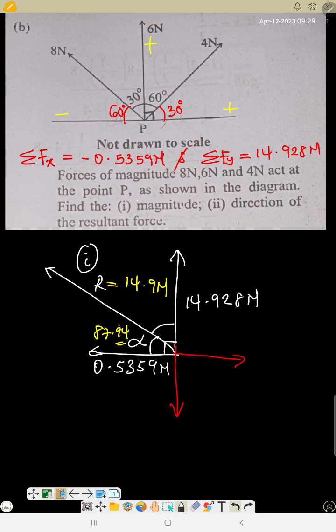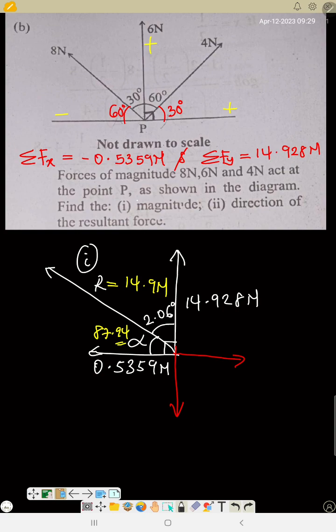Total angle here is 90. If here is 87.94, then what is this small portion? So that will be 90 minus 87.94. That is 2.06 degrees. So if we know that place too, that will be 2.06 degrees.